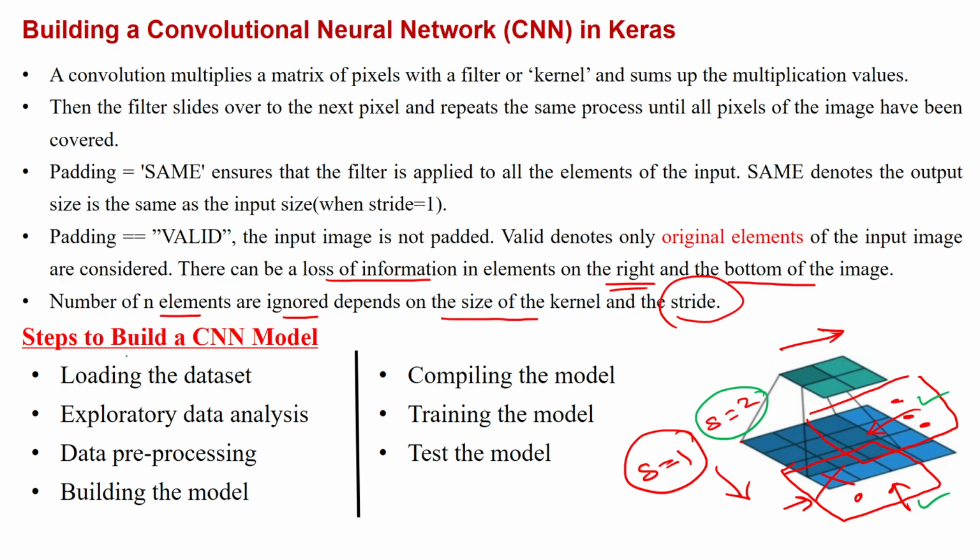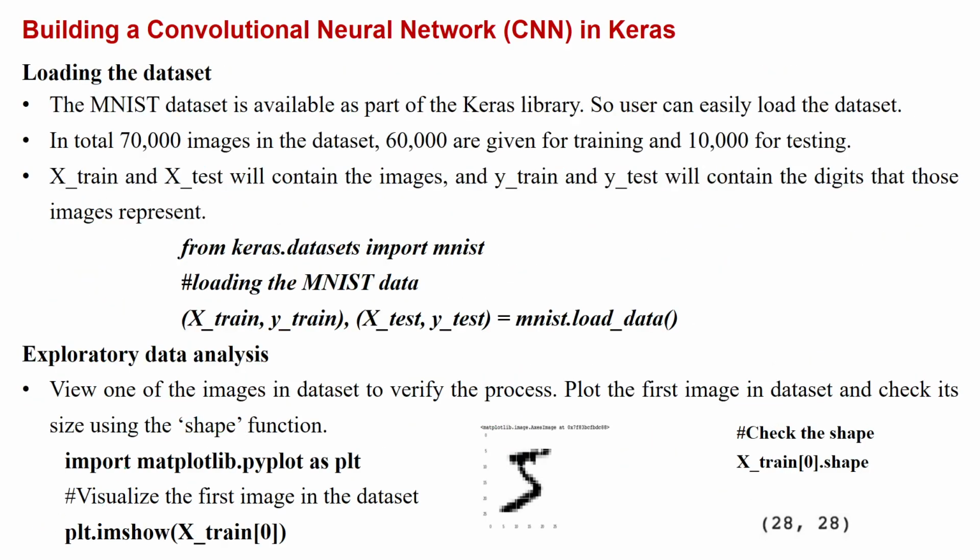Here we are having many steps to build the CNN model. One is loading the dataset into the model designing platform, and exploratory data analysis. That means we are just checking whether our data is loaded into the platform or not, and data pre-processing, building the model. After building, we have to compile the model, then train the model and test the model. We will see that one by one here.